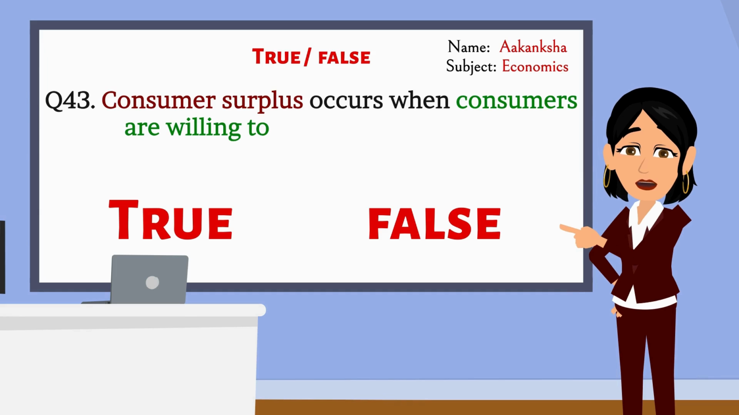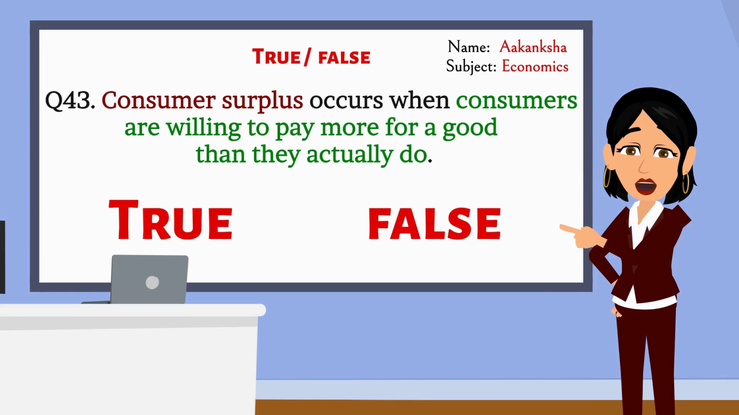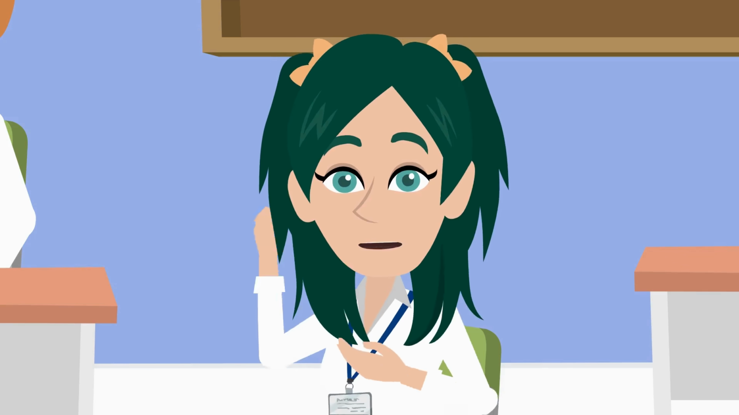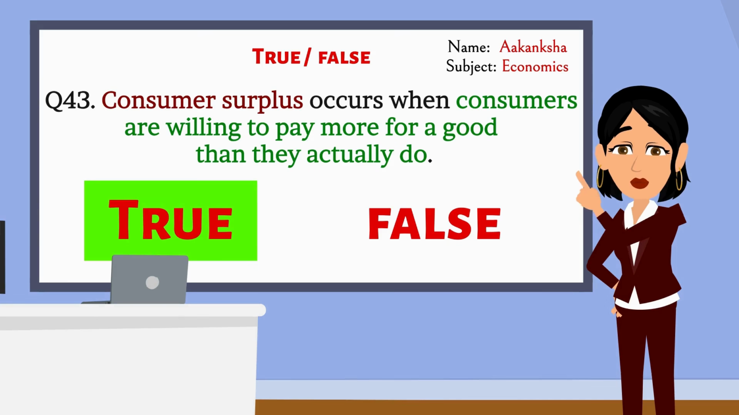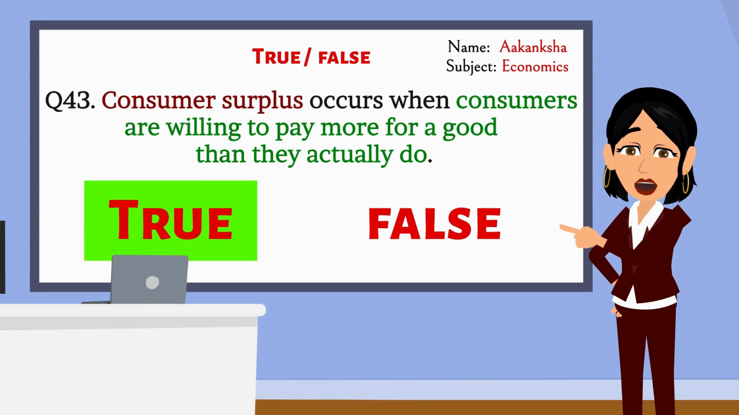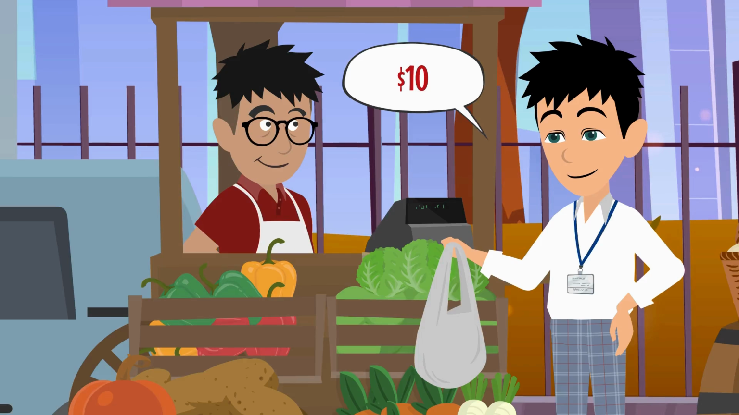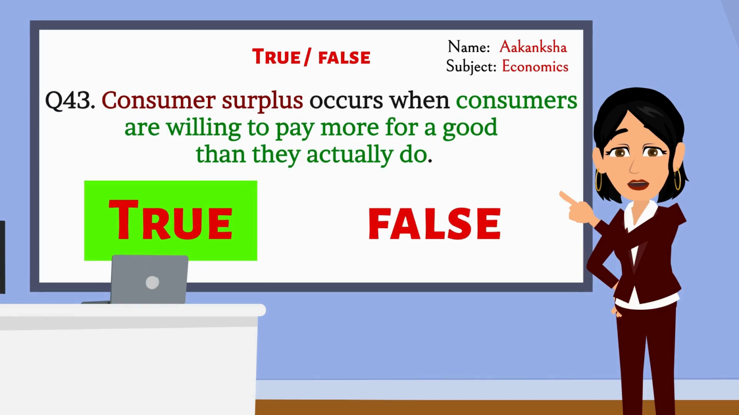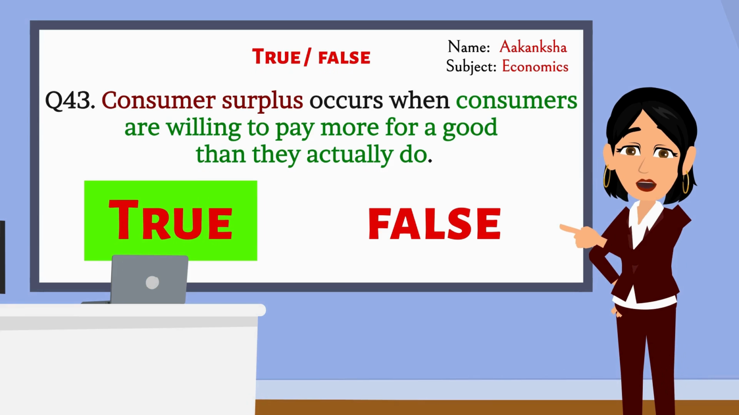Consumer surplus occurs when consumers are willing to pay more for a good than they actually do. True or false? It's a true statement. Correct, Bushra. Consumer surplus occurs when consumers are willing to pay more for a good than they actually do. Can you elaborate why? Consumer surplus is the difference between what consumers are willing to pay and what they actually pay, representing extra satisfaction. Excellent job. Consumer surplus occurs when consumers are willing to pay more for a good than they actually do.